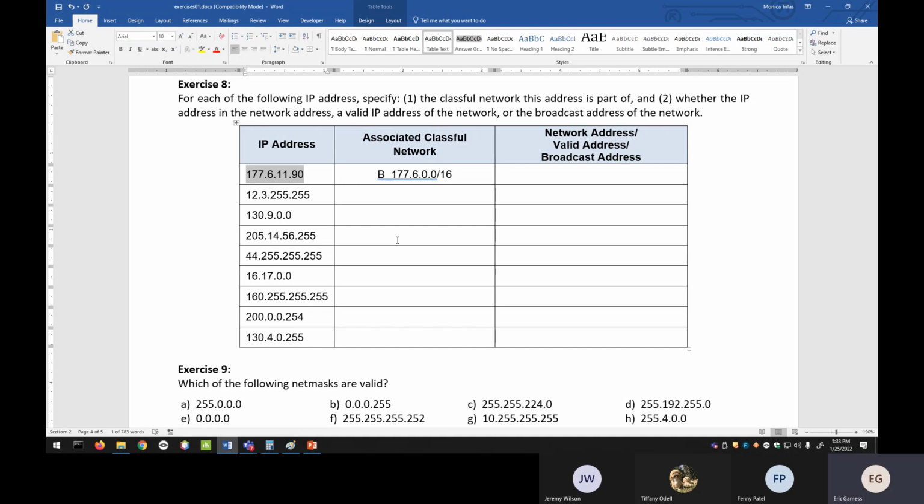We have how many valid IP addresses in this network? 2 to the 16 minus 2, a bunch of them. Any IP address that doesn't end with 0.0 or 255.255 is a valid IP address. So of course, this one is valid. So it will be a valid IP address, which means that I can put this IP address in a device, in a network device, okay?